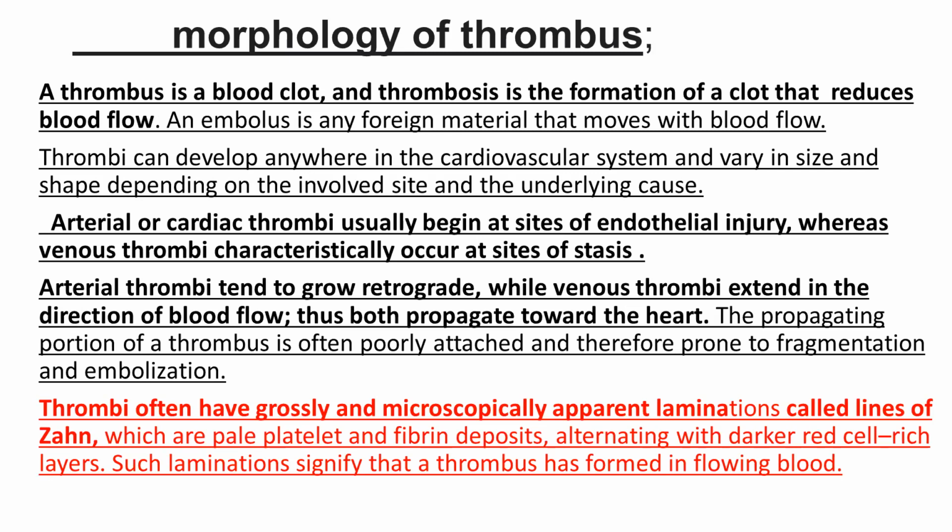Morphology of thrombosis. The thrombus is a blood clot, and thrombosis is the formation of a clot. It reduces the blood flow. Arterial or cardiac thrombi usually begin at the site of endothelial injury, whereas venous thrombosis usually occurs at the site of stasis. Thrombi often have grossly and microscopically apparent lamination, the lines of Zahn. They are pale platelet and fibrin deposits alternating with darker red cell rich layers. Such lamination signifies that a thrombus has formed in flowing blood.